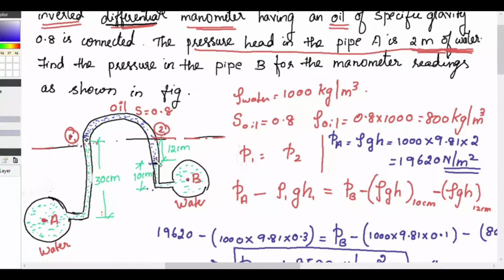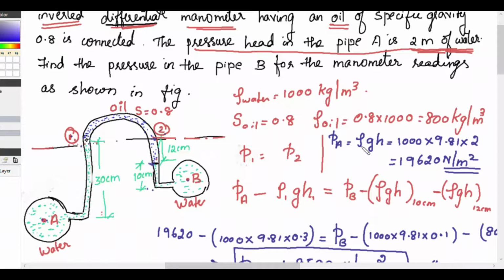We have another liquid, oil, here. So pressure due to this height of oil. For equating, it is given that the pressure head in the pipe A is 2 meter of water. So pressure head is given as 2 meter of water. That means pressure is equal to rho g h.